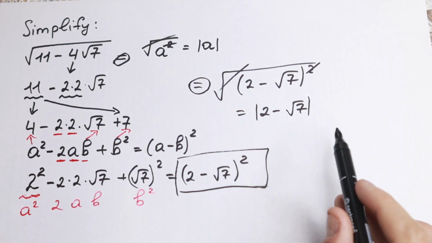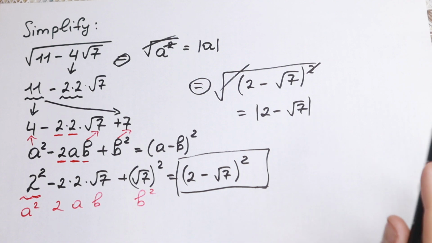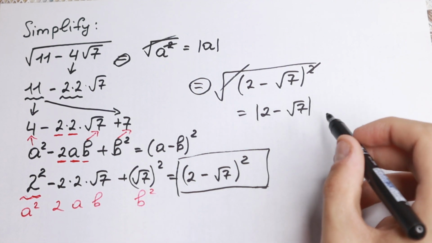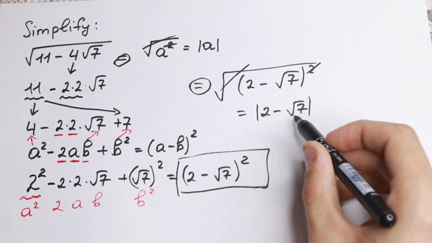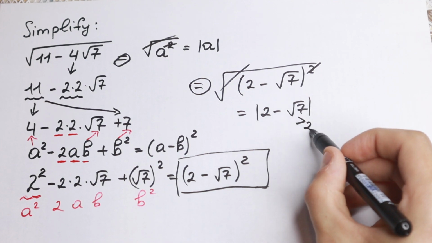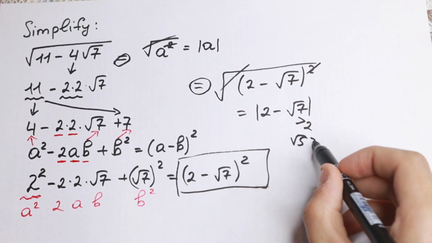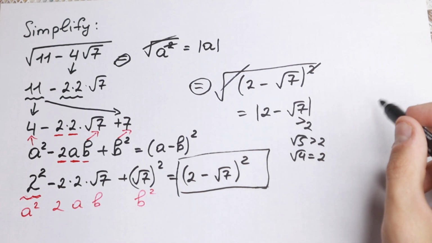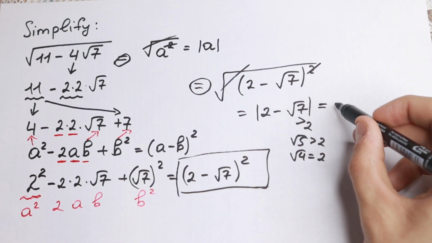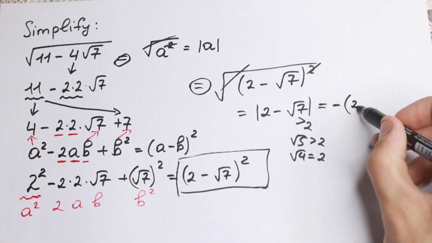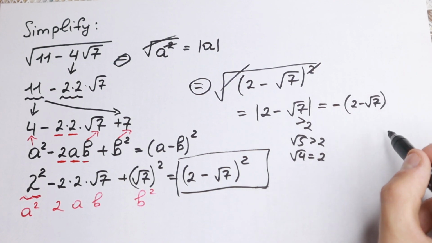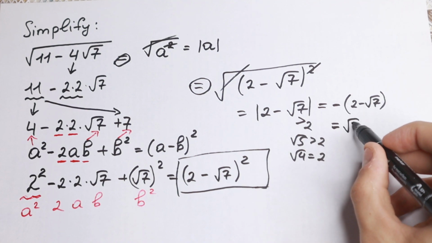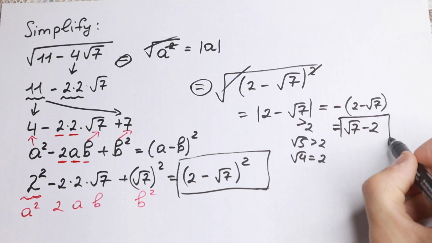But why do we write this absolute value? We can easily cancel this and write our answer, because right here, if we subtract 2 minus square root of 7, we will have a negative answer, because square root of 7 is greater than 2, because square root of 5 is greater than 2, because square root of 4 equal to 2. So I hope you see that this absolute value will be negative, so we need to put minus behind this absolute value, and parentheses 2 minus square root of 7. And if we subtract it, we need to change our signs and change the order. So square root of 7 minus 2 will be our answer.